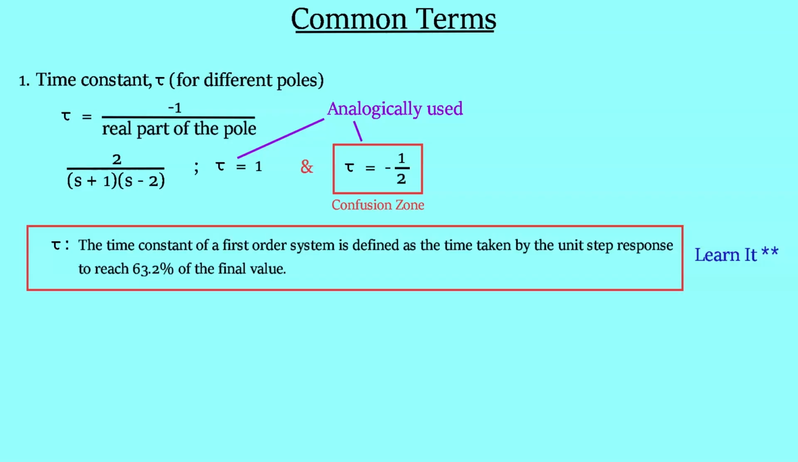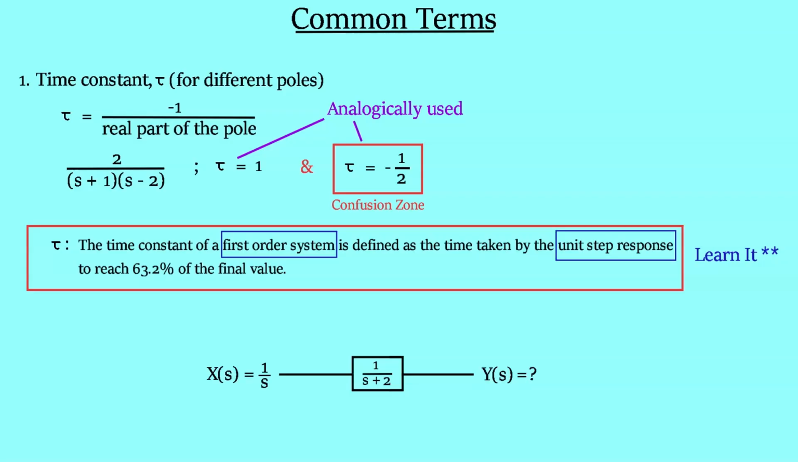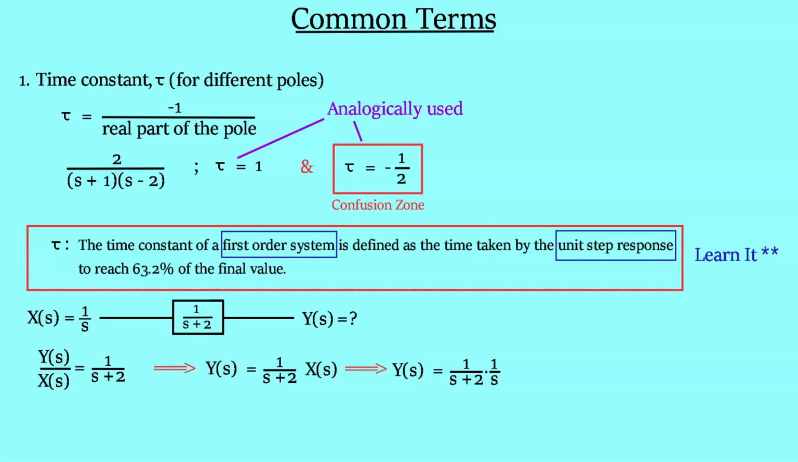Let's try to understand it through an example. This is a first order system which I have taken randomly. In the definition you will observe the word unit step response. For that, we have to take unit step signal as the input signal, which will give us the Laplace transform of the input signal to be equal to 1 by s. Now we have the input signal Laplace transform as well as the transfer function, with the help of which we can easily find the Laplace transform of the output signal. From the Laplace transform of the output signal, we can also find the output signal in time domain.